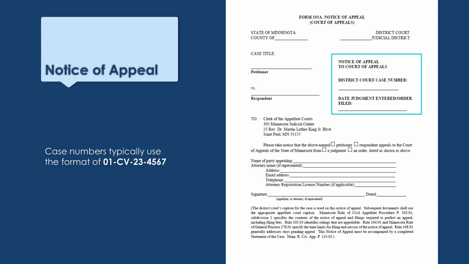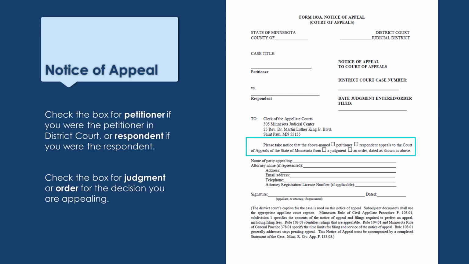Below the district court case number, write the date the decision you want to appeal was entered if you are appealing a judgment, or the date you were served with the notice of filing of order if you are appealing an order. Moving down the page, you will need to fill in information below the Clerk of Appellate Court's address. If you were the petitioner in district court, check the box for petitioner. If you were the respondent, check the box for respondent.